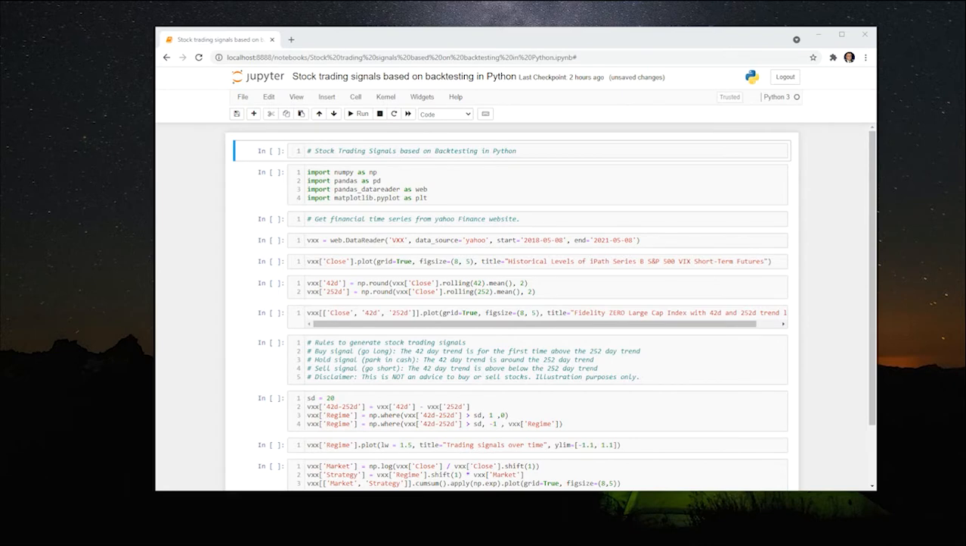In this video, I would like to generate stock trading signals based on financial backtesting in Python. We are going to read historical index fund data and implement a simple backtesting for a trading system based on trend signals. Backtesting assesses the viability of a trading strategy by discovering how it would play out using historical data.